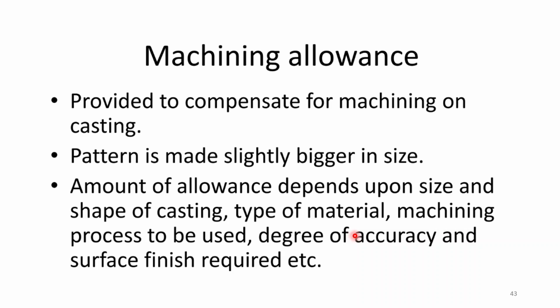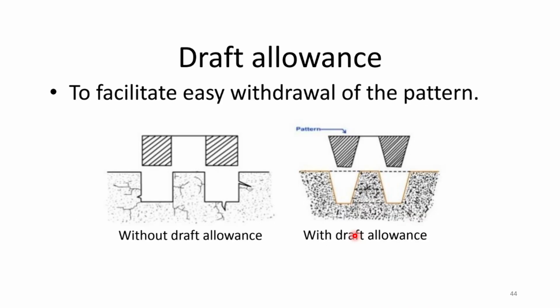Next you have draft allowance. For example, if you have a final casting that is in this square form, and you remove the pattern from the mold, it will leave some tears in the sand. These tears will reduce the strength of the mold. Then when you pour your metal, it will give you some shape which won't be as accurate as the initial one, the pattern one.